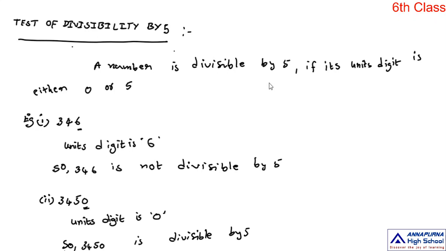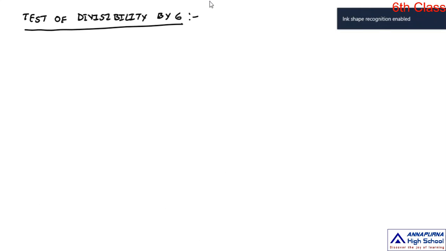Next one, divisibility by 6. Test of divisibility by 6. How can we test divisibility by 6? A number is divisible by 6 if it is divisible by both 2 and 3. The given number is divisible by 6 if it is divisible by 2 and 3.